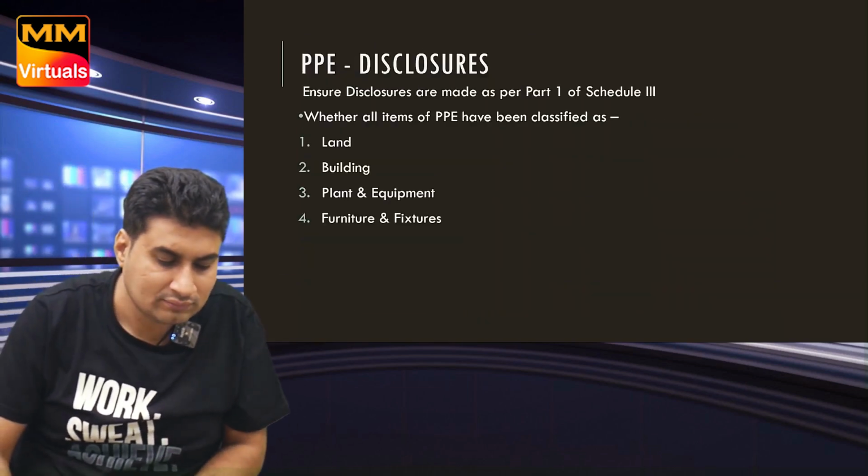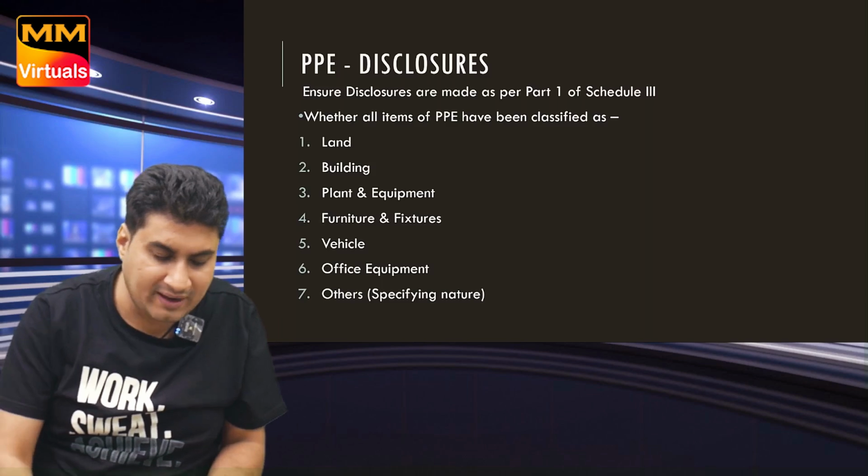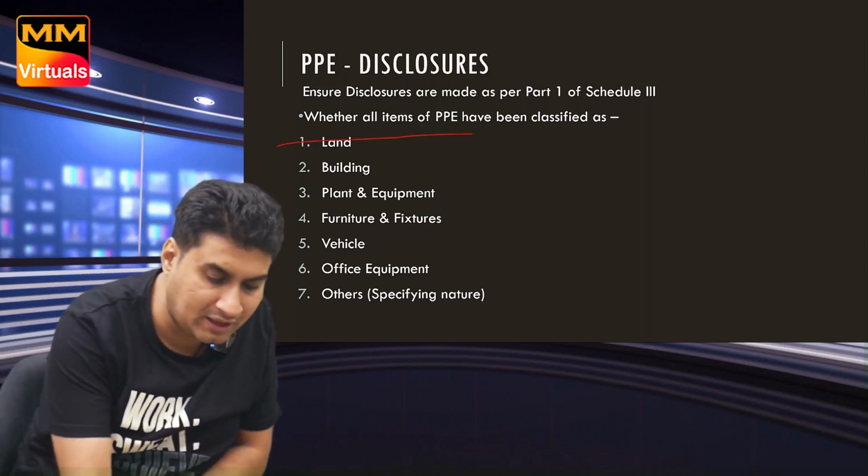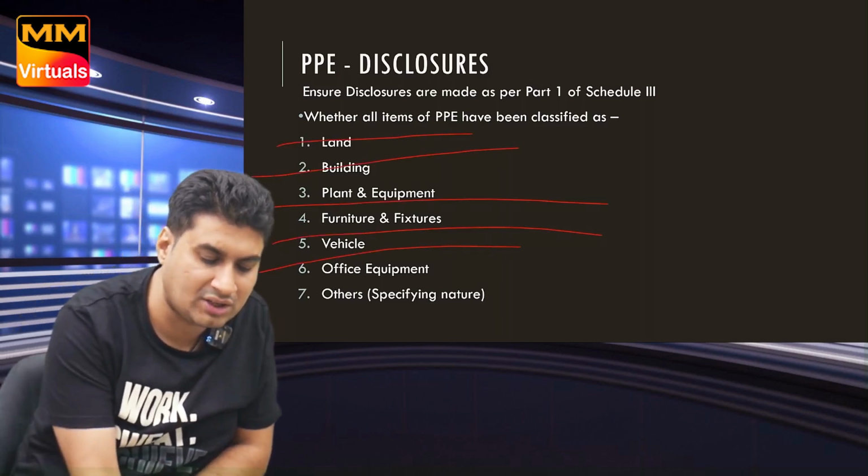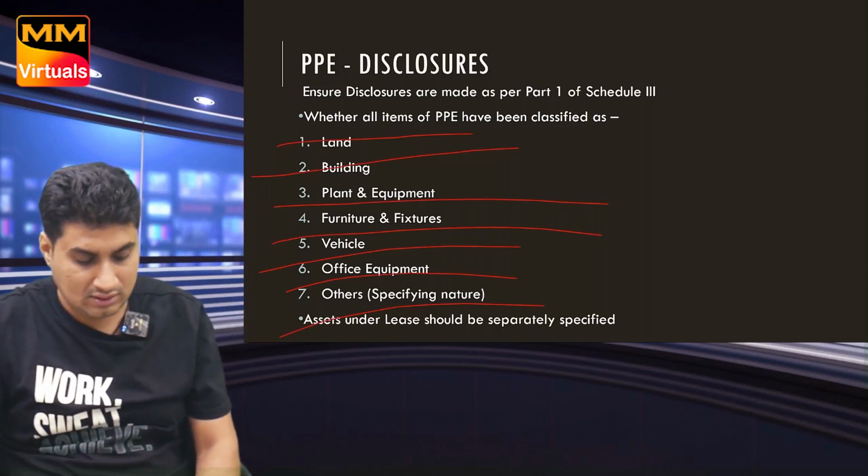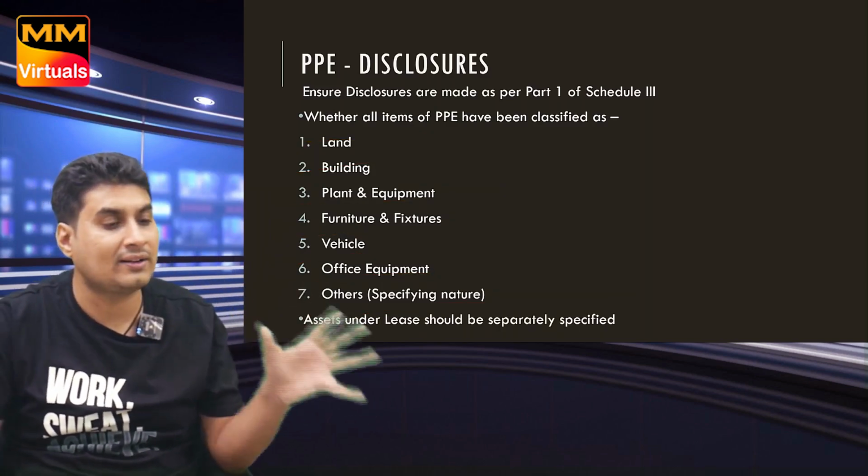Disclosure. Over. Disclosures are made as per part 1 of schedule 3. Land separate, building separate, PPE separate, furniture, vehicle, office, others. Assets under lease also show separately. Over.